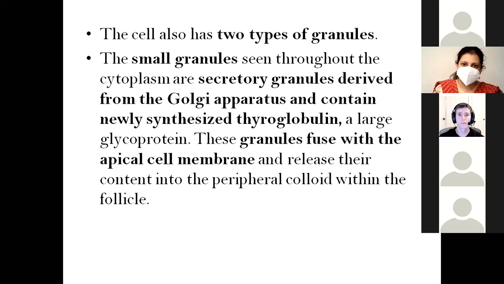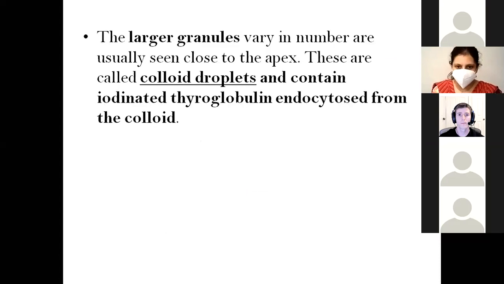The cells also possess two types of granules. The small granules seen throughout the cytoplasm are secretory granules, and they come from the Golgi apparatus and contain newly synthesized thyroglobulin, a large protein. These granules fuse with the apical cell membrane and release their content into the peripheral colloid within the follicle. The larger granules, on the other hand, vary in number and are usually present close to the apex. These are colloid droplets and contain iodinated thyroglobulin, which is endocytosed from the colloid.